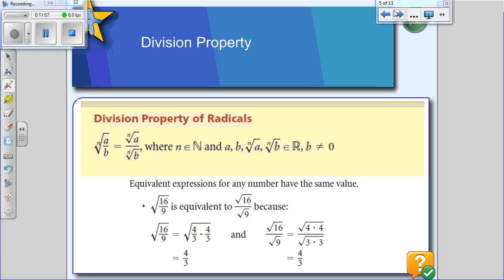Yeah, a fraction. So if you look right here, it's the root of a fraction, a divided by b. You can just change it into the root of a divided by the root of b. So you just break that.